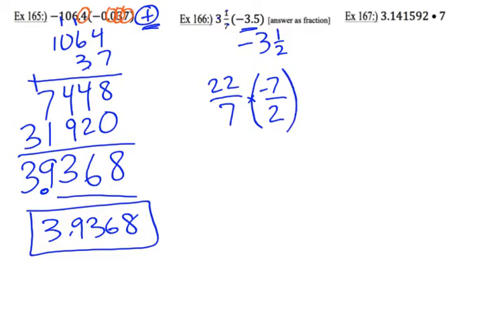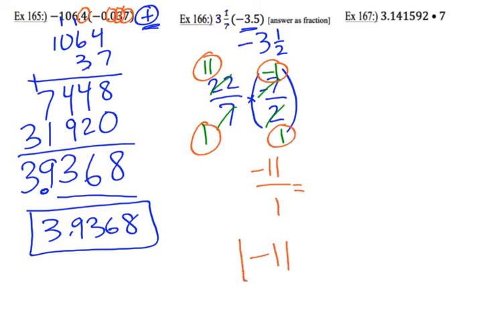Okay, I'm going to reduce first. I can see that 2 goes into 2 once, and it goes into 22 11 times. 7 goes into 7 once, and into negative 7 negative 1 times. And then the multiply part here. 11 times negative 1 is negative 11. 1 times 1 is 1. We don't actually need to write it as a fraction because it is an integer, negative 11.